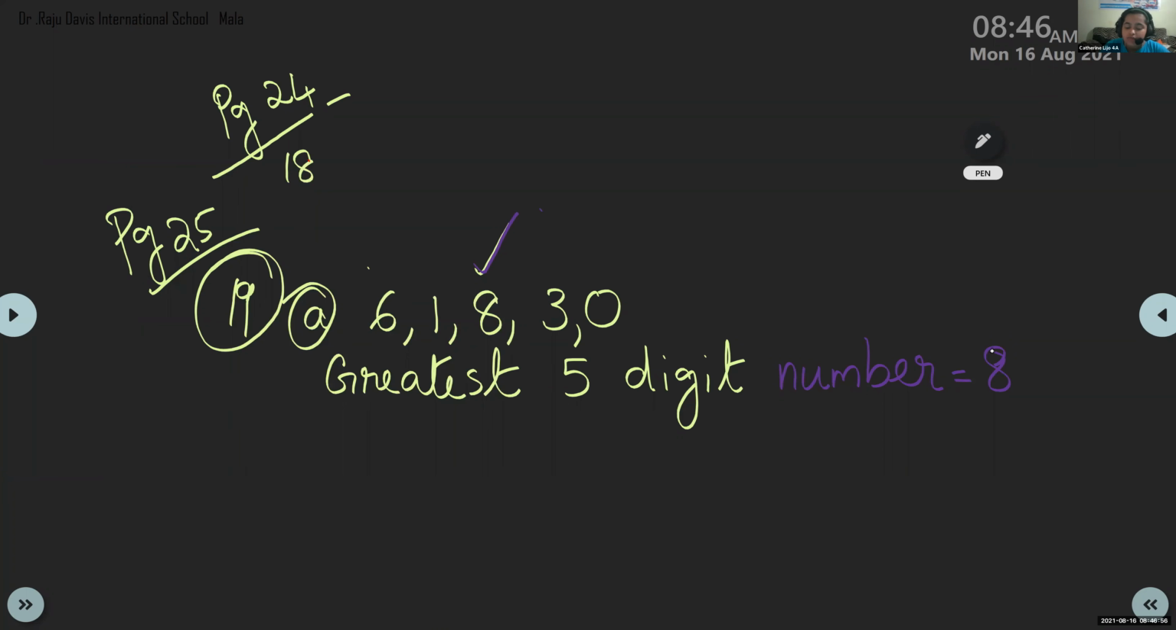First, we have to write that number. First, we will write the greatest number. Then we will write the smallest number. Then we have to find the difference.